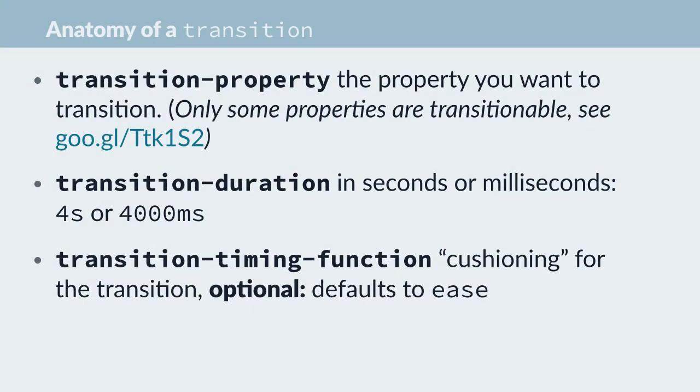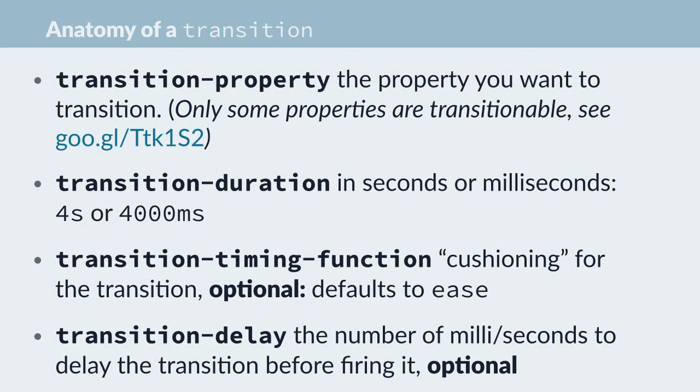And then there's the transition timing function, or cushioning. It defaults to ease, but basically this describes what the rate of change should be. Is it moving quickly? Is it moving slowly? Does it speed up at the end? Does it start fast, slow down in the middle, and then speed up?